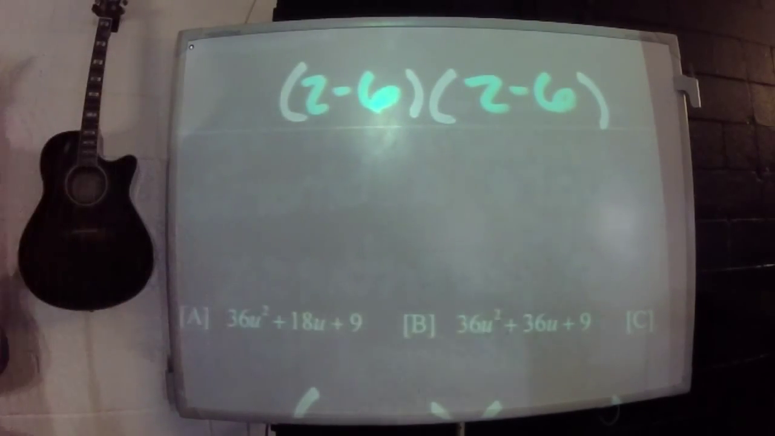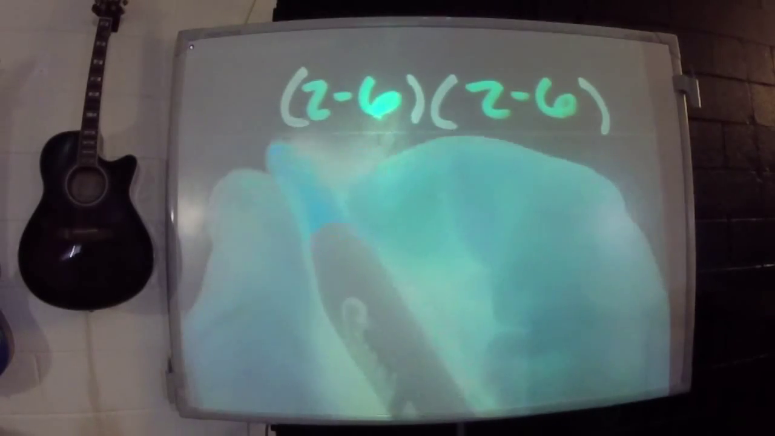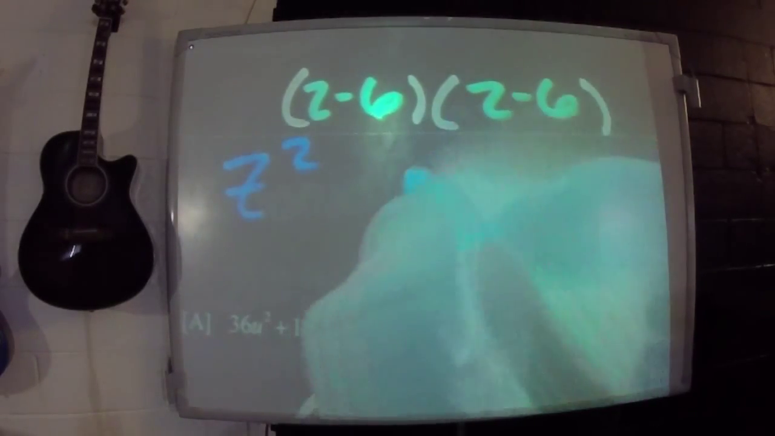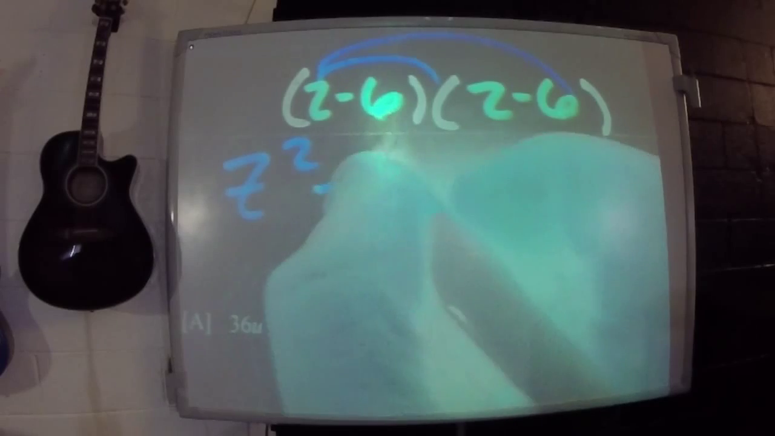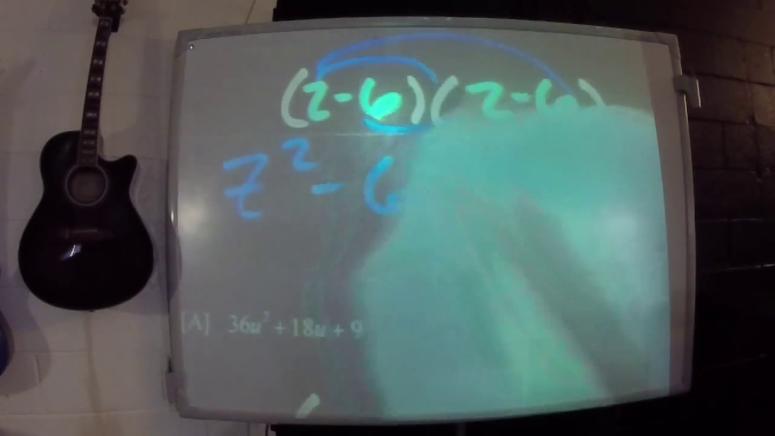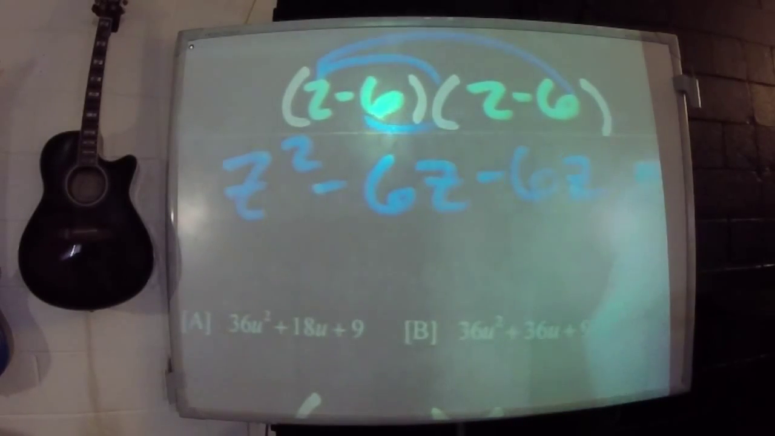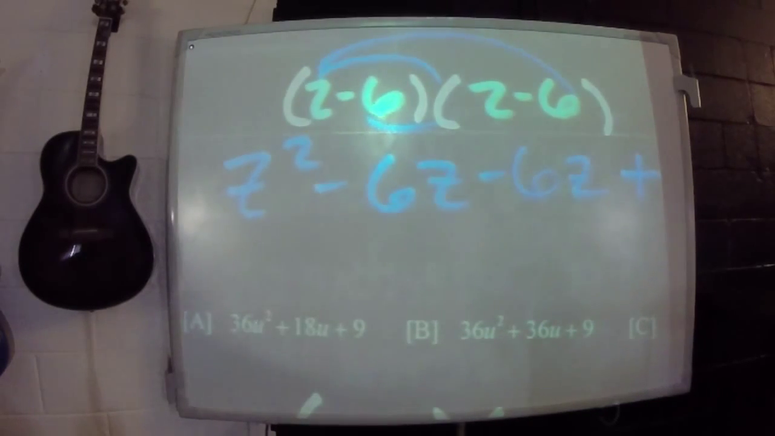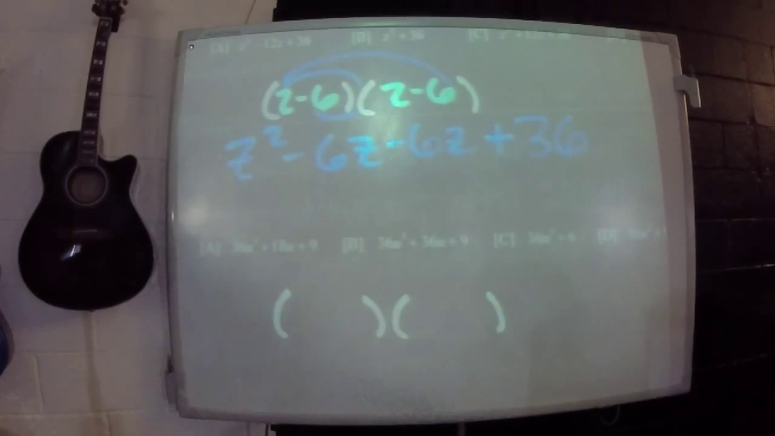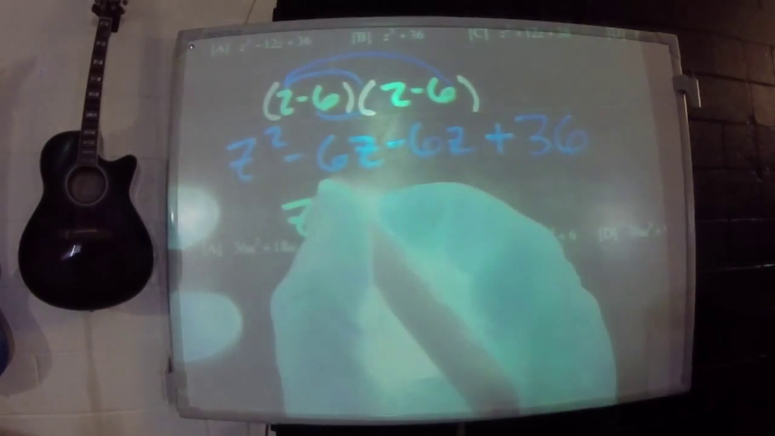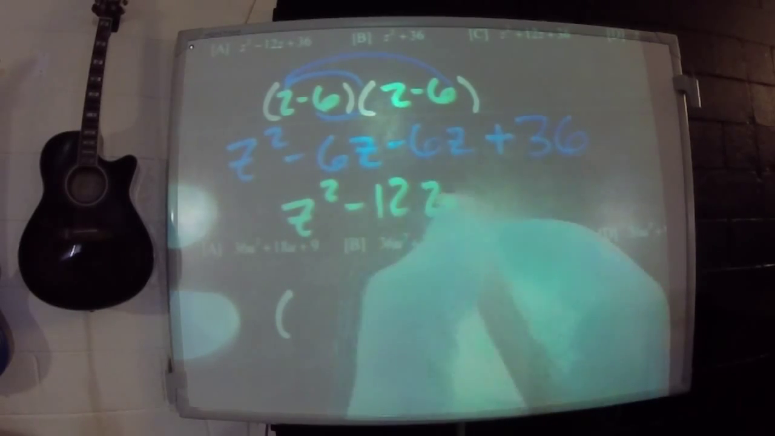Let's get going really quick. What do we got? F is what? Z squared. O, negative 6Z. I, negative 6Z. And L, 36. Put your middle two together, and that is not 0. It's negative what? Minus 12Z. Z squared minus 12Z plus 36.